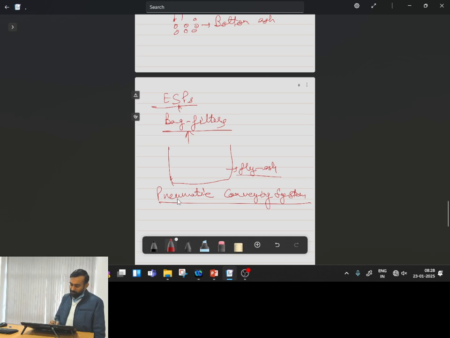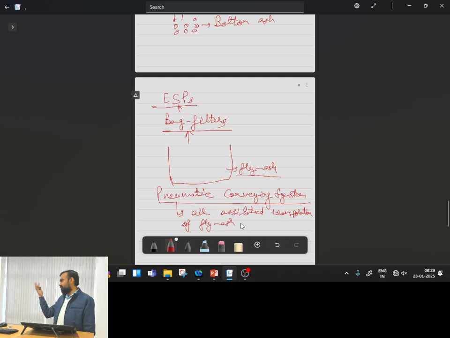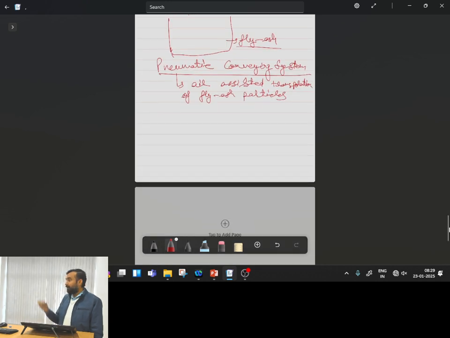Okay, what is pneumatic conveying? Air assisted transportation of fly ash, of fine particles or solid particles. So presently for this application we are having fly ash particles. Is this point clear?